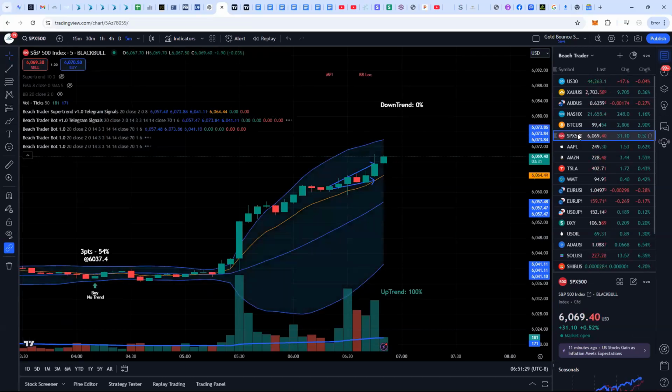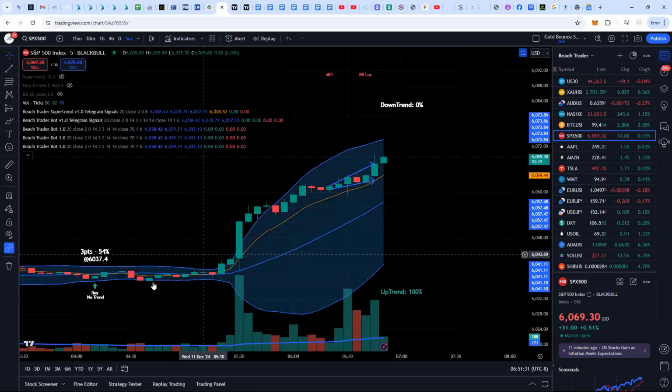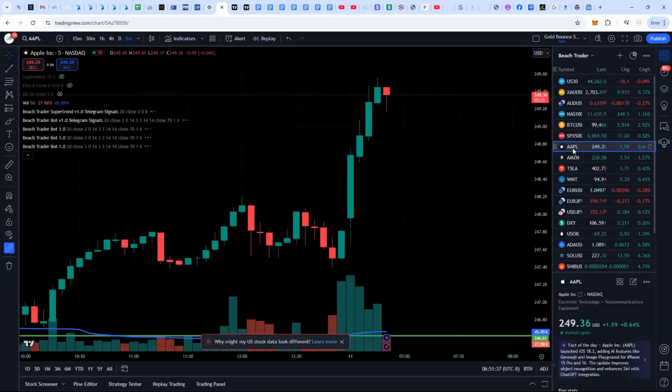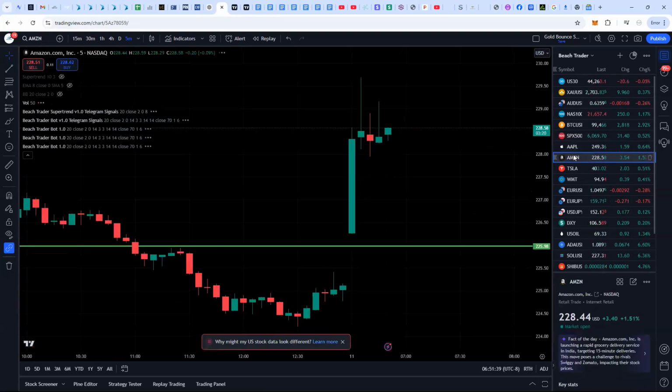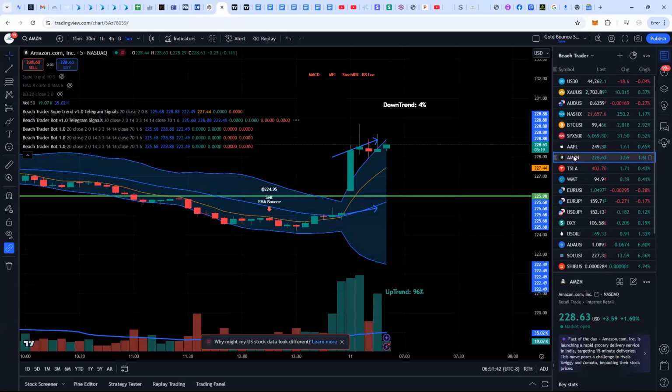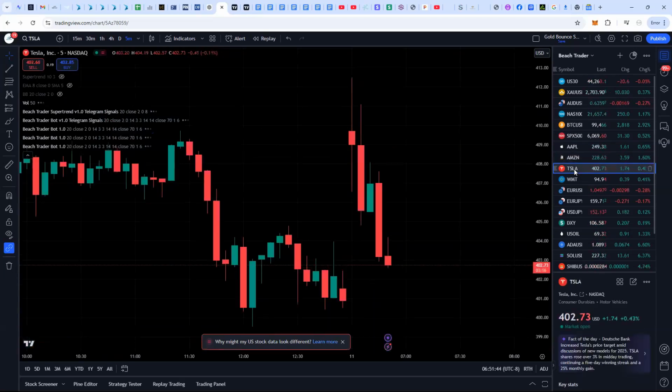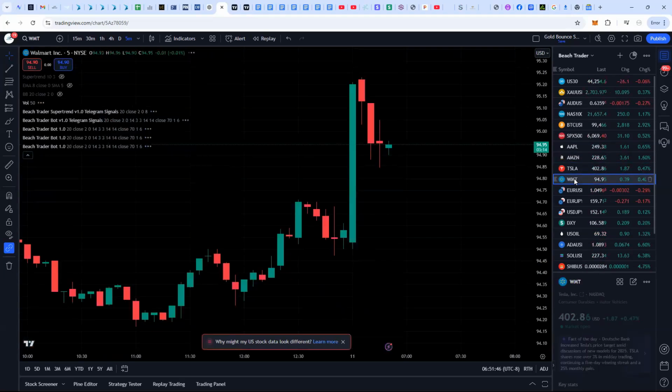The SPX 500 is going up right here. Yeah, just another good day. The bot's winning a lot. I put money on the bot where I don't even have to really trade. The bot's trading for me. I love the bot.